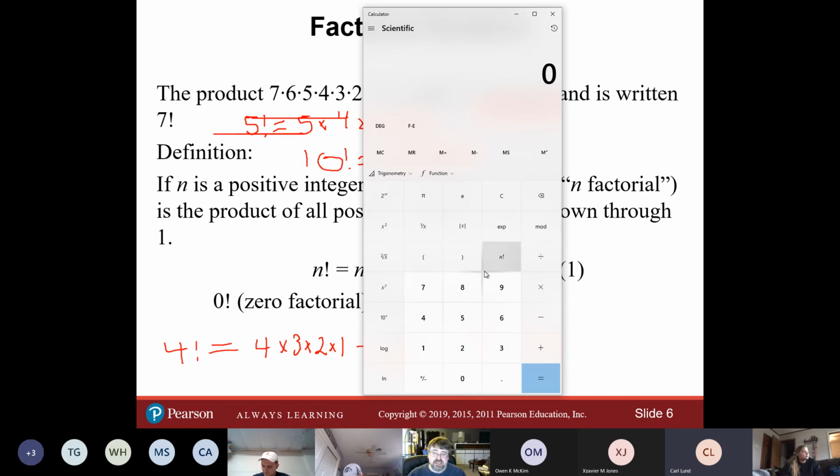So for example, to find 7 factorial, you type in 7, and then you push the factorial key, and you see that 7 factorial is 5,040. And you can check that. 7 times 6 times 5 times 4 times 3 times 2 times 1 is 5,040.